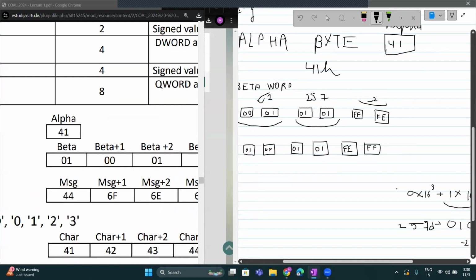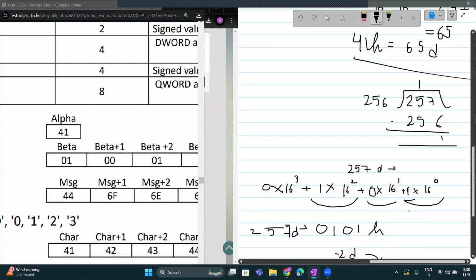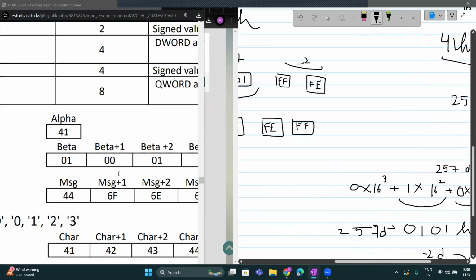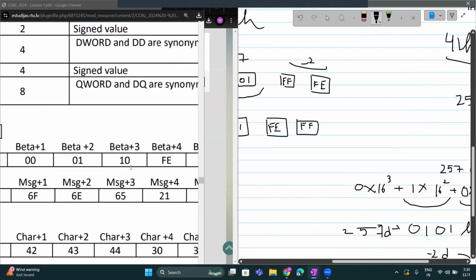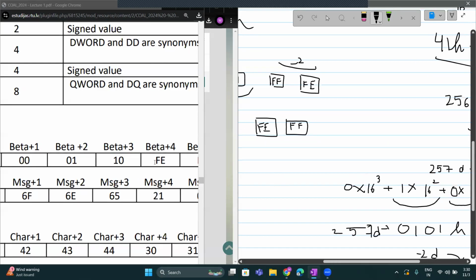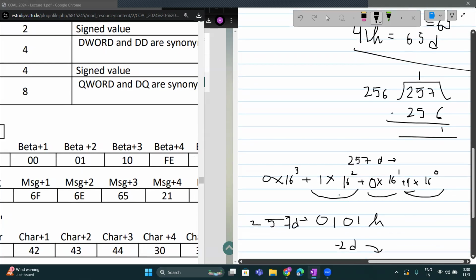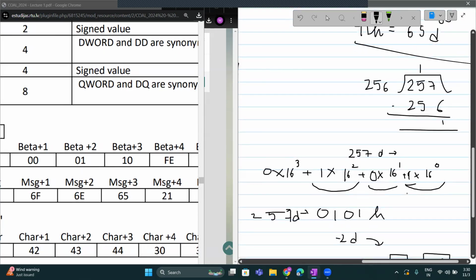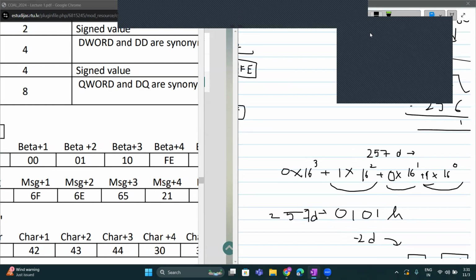Did we mess up here? 256. 01101, is it? 16 square. Just a second.